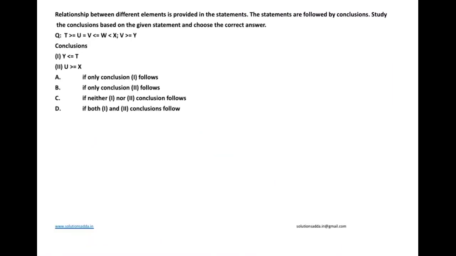This is a question on logical reasoning. Here, relationship between different elements is given in a statement and the statement is followed by two conclusions. We need to figure out which conclusion follows based on the given statement. So the statement given to us is T ≥ U = V ≤ W ≤ X. And the second statement given to us is V ≥ Y.